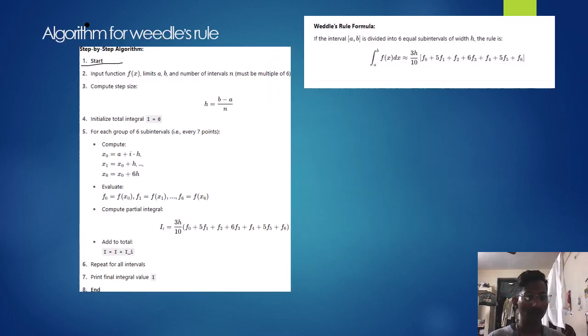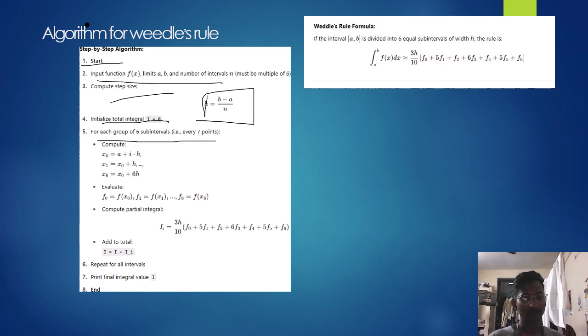Start. Input the function f of x, and compute the step size. Initialize the total integral I equal to 0. For each group of sub-intervals, compute x0 equal to a, x1 equal to x0 plus h, and so on up to x6 equal to x0 plus 6h. Evaluate f0 equal to f of x0 and f1 equal to f of x1. Compute the partial integral.